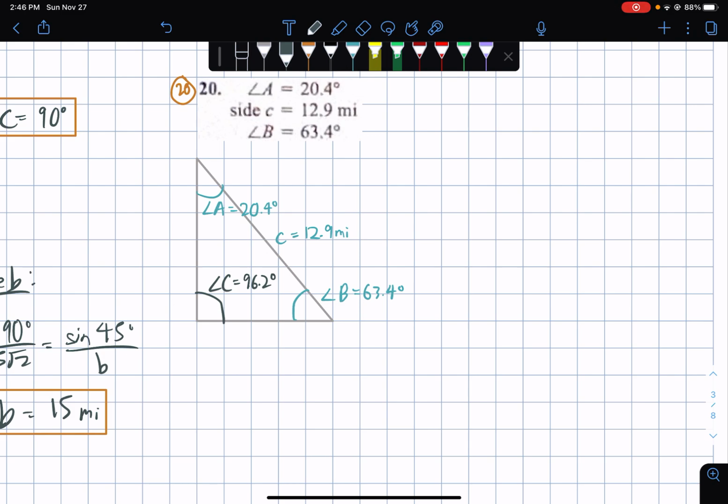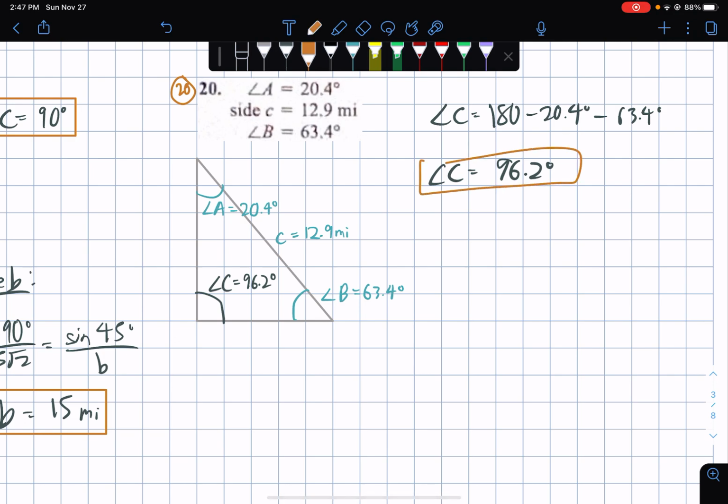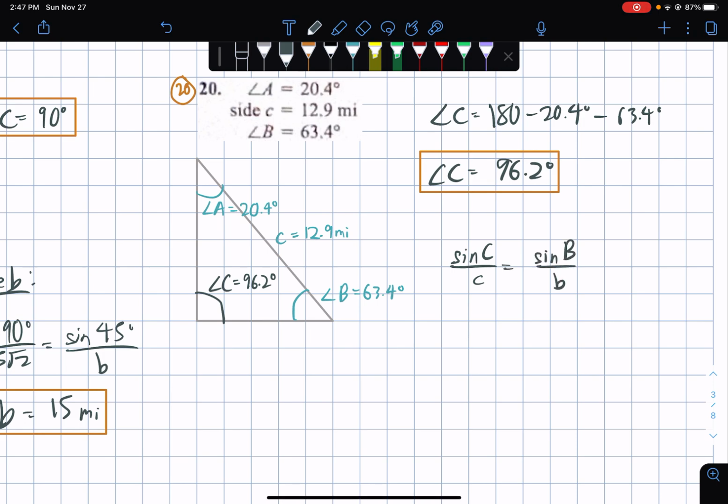Okay, so right now we know angle A and angle B and side C. Let's look for side or angle C. Angle C is 180 minus 20.4 minus 63.4 degrees. That would be equal to 96.2 degrees. With that in mind, let's look for sine B over B. Let's look for side B, and later on let's go for side C. For sine C, we have sine 96.2 degrees over 12.9 miles, which is equal to sine 63.4 degrees divided by B.